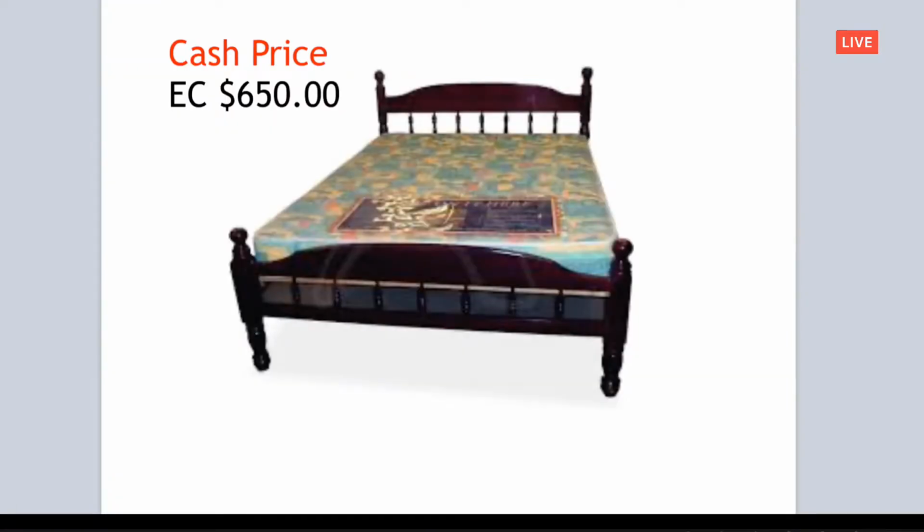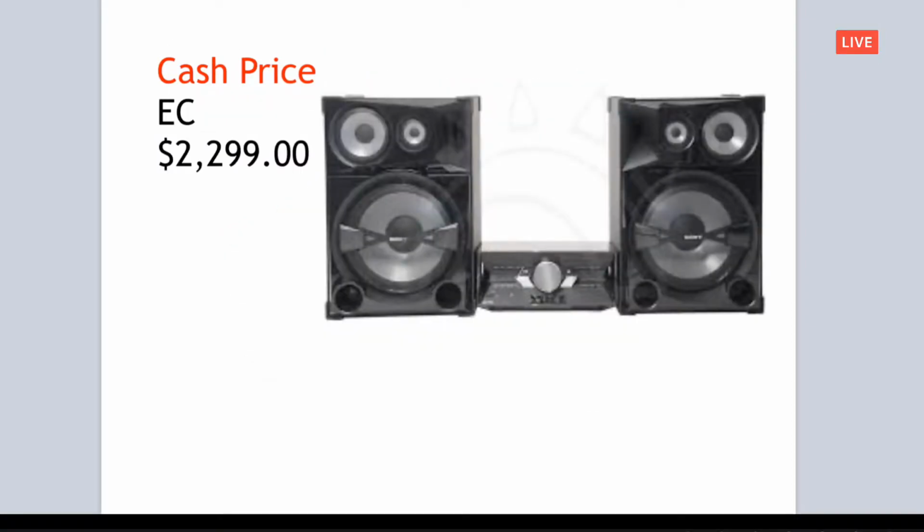Now, when we are buying items, not all the time can we pay cash. Let us look at these images, and I need you to figure out what other means we can buy these items by. The first one, we have a bed, and it costs $650. Let us look at the second picture. Pay attention to the price. A stereo set, $2,299, and that is cash.